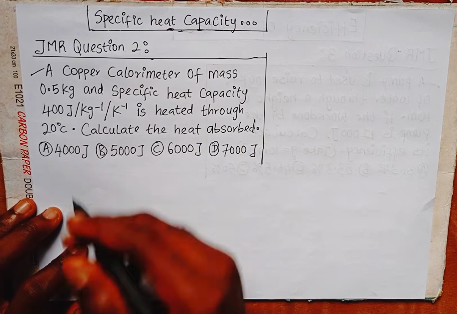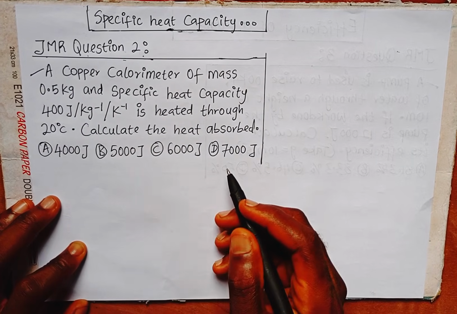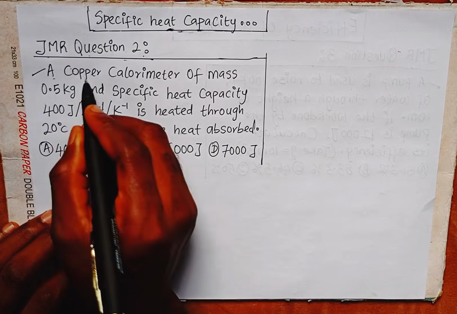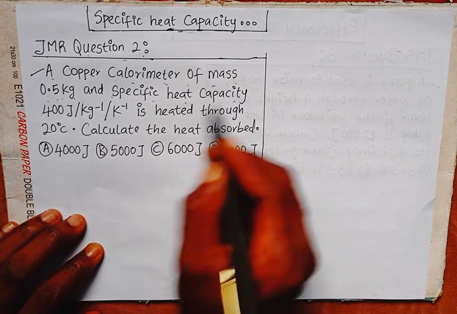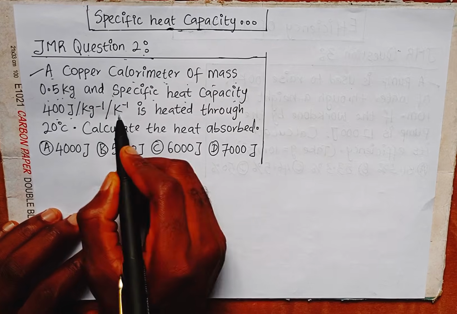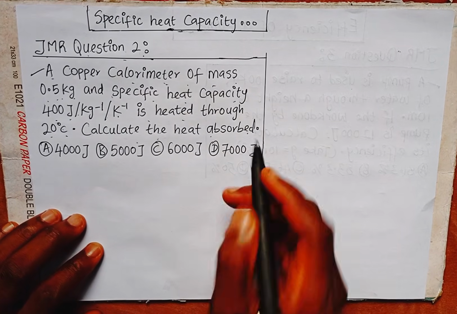Still on specific heat capacity, let's take JAMB must-repeat question 2, a question that JAMB always repeats. The question reads: a copper calorimeter of mass 0.5 kilogram and specific heat capacity 400 joule per kilogram per Kelvin is heated through 20 degrees Celsius. Calculate the heat absorbed. Another heat absorbed again.